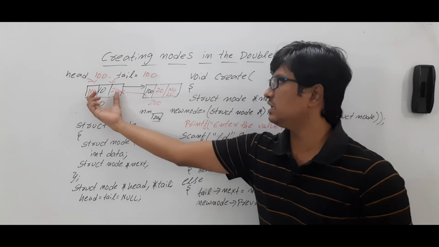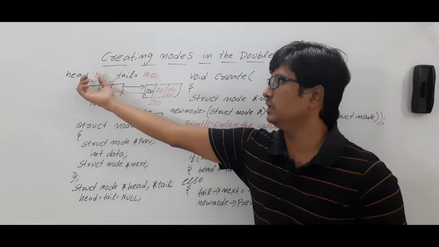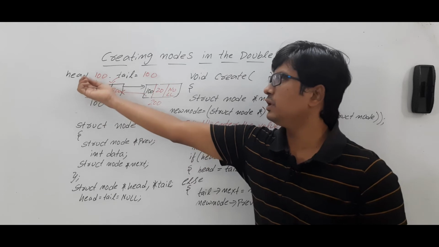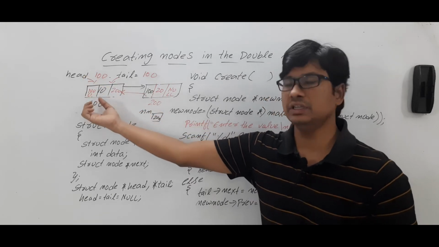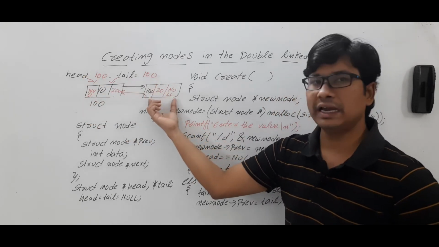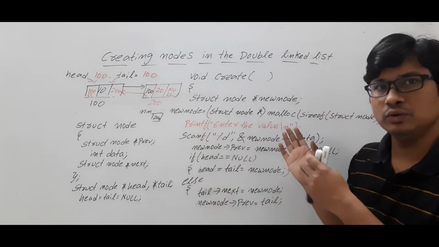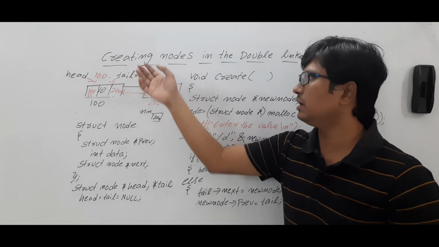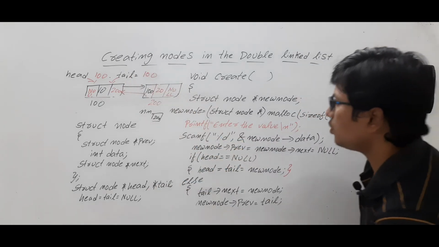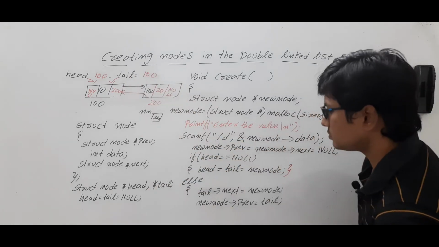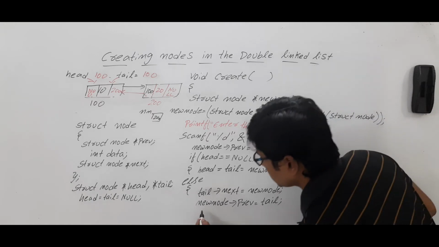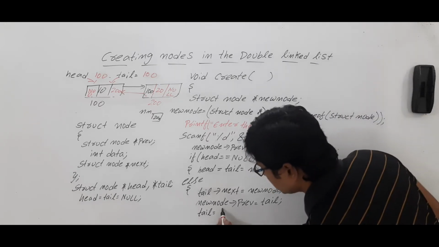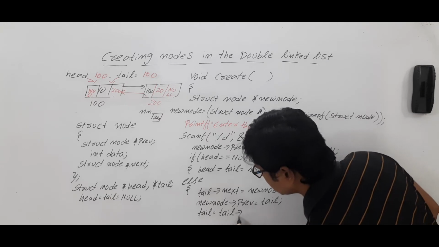Initially the linked list is empty, so head and tail are both pointing to null. Now I want the head to be pointing to the first node in the linked list, and tail to be pointing at the last, so that any new node I am inserting can be inserted with the help of the tail pointer. So what I should write? Tail is equal to tail of next.